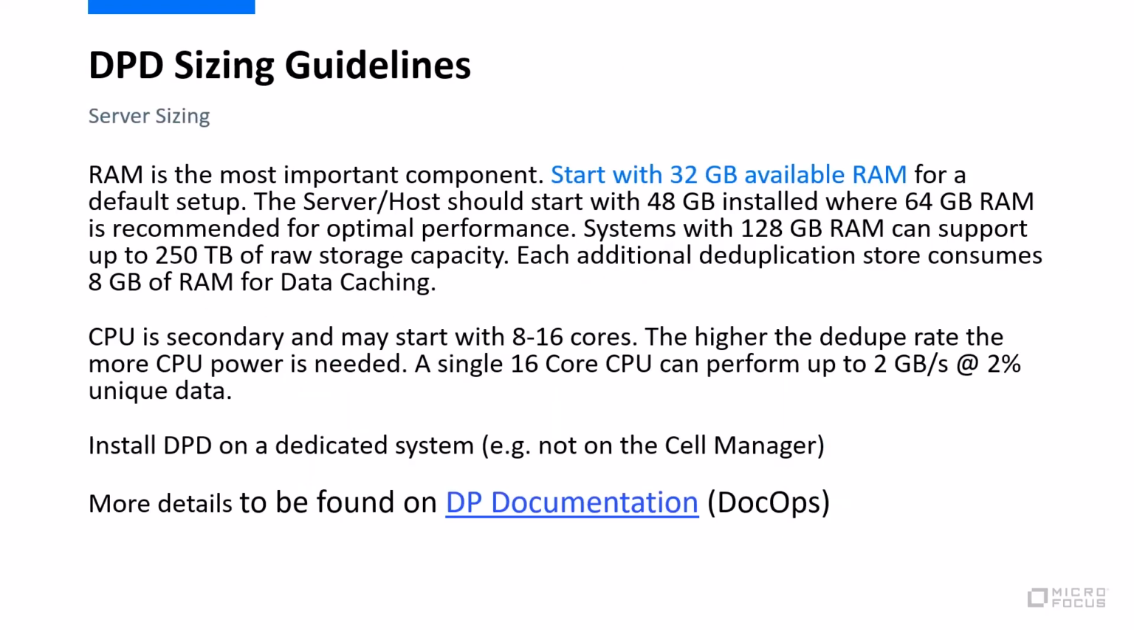Data Protector sizing has certain guidelines, and you may want to check the Data Protector documentation on DocOps. The most important items to look at are memory, where the system should start at 32 gigabytes of available memory, and CPU, which should start at about 8 to 10 CPU cores. That makes sure that deduplication and also storage of individual blocks can be done in the fastest possible way. Because at the end of the day, that's directly influencing your backup runtimes or your restore runtimes.